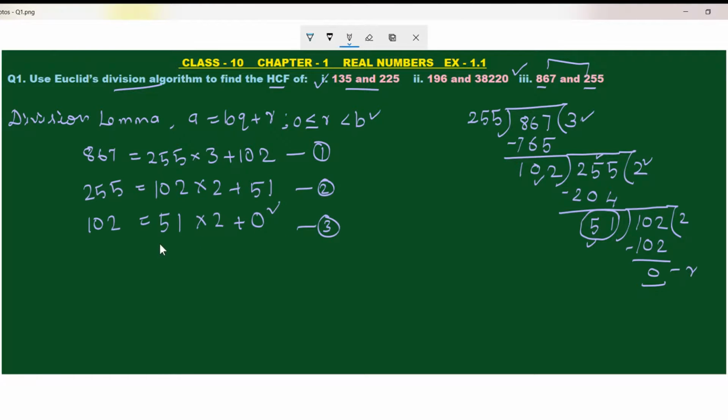In this step, what is the divisor? 51 is the divisor, isn't it? So the HCF of 867 and 255 is 51. Like this you need to do. If you haven't got the remainder 0 here, you need to continue further. Got it? Now we will move on to the second part.